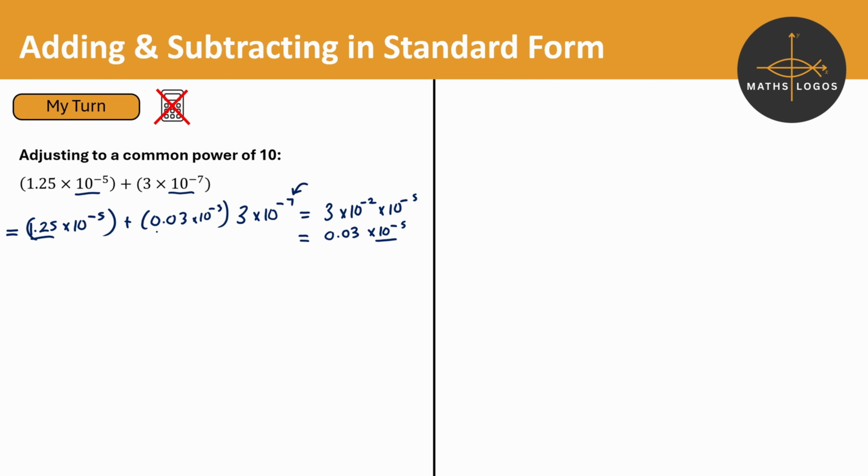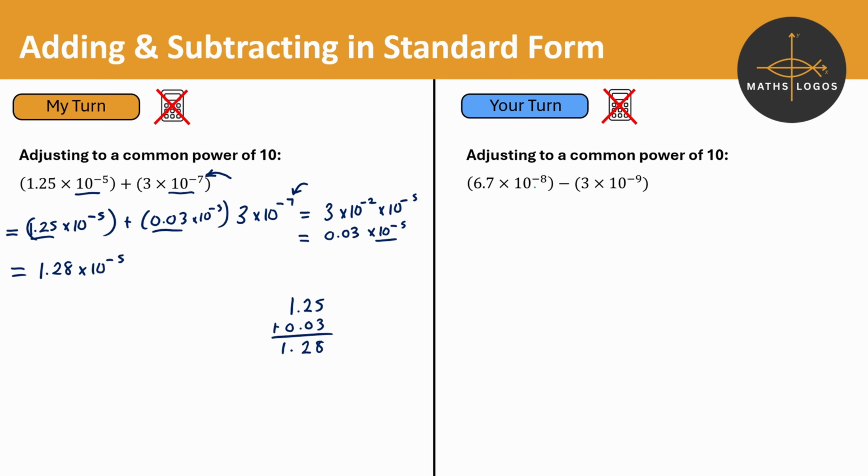Go ahead and add your coefficients. So 1.25 add 0.03. 5 and 3 is 8, and that gives me 2 there and a 1 there. So my answer is 1.28 multiplied by 10 to the negative 5. That's the method I would recommend for this one.